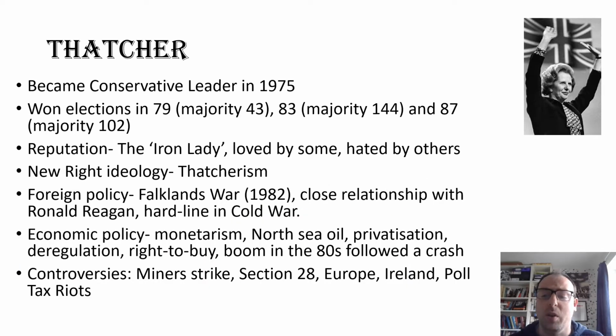So to start off with, I'm going to look at Margaret Thatcher. She became Conservative leader in 1975 when the Conservatives were in opposition. She then won the 1979 election, gaining a majority of 43. That majority rose very significantly in 1983 to 144. Though it fell, it was still very, very healthy following the election of 1987, with a majority of 102. Thatcher then resigns in 1990. So she is Prime Minister for 11 years.